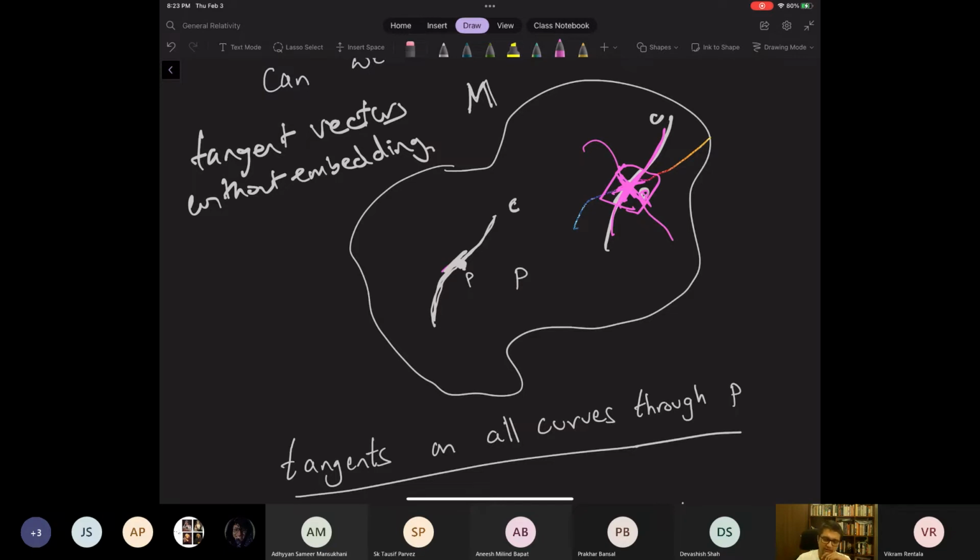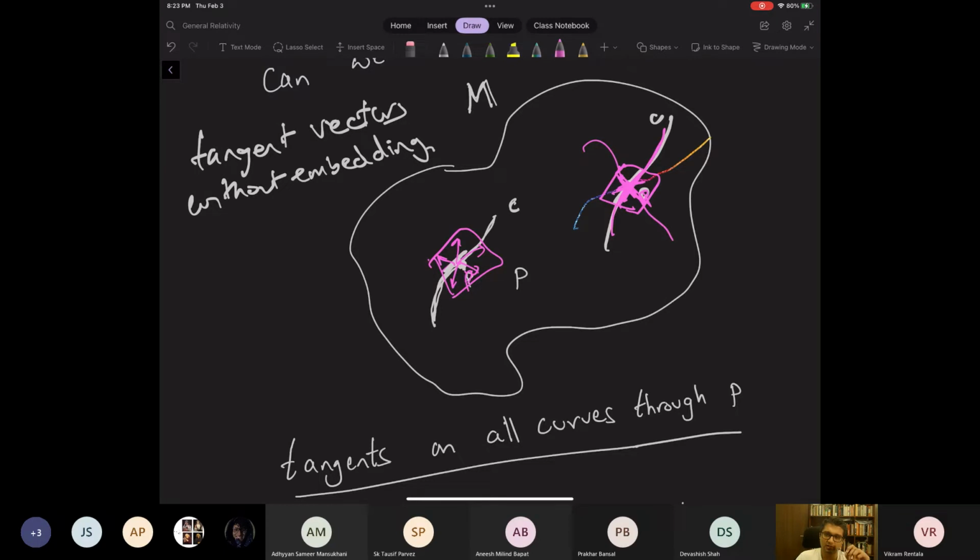Therefore, this will allow us at every point P on the manifold to define a set of tangent vectors and therefore a tangent vector space. So there'll be some notion of what we mean by a tangent vector or a tangent vector space at every point P on the manifold.